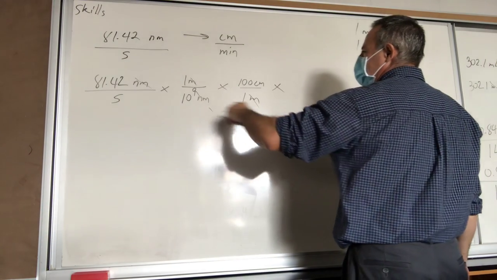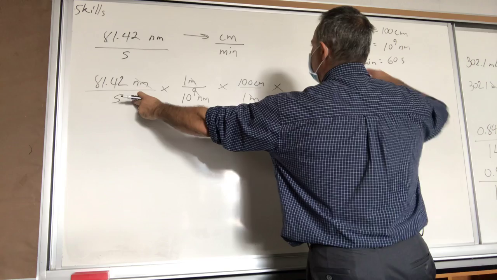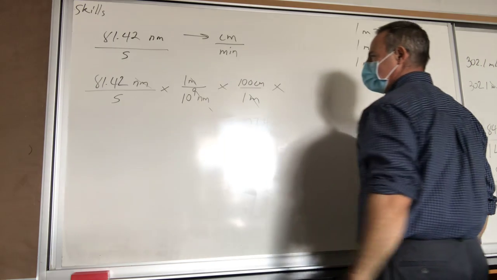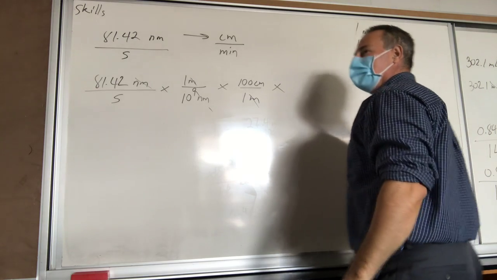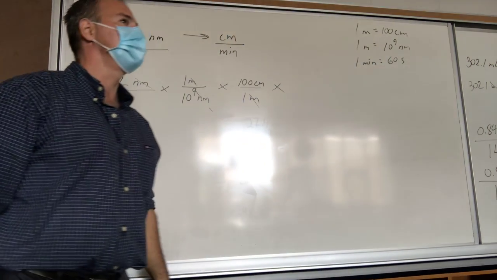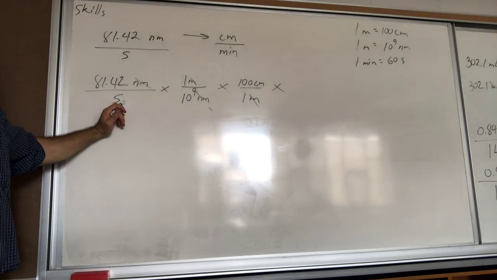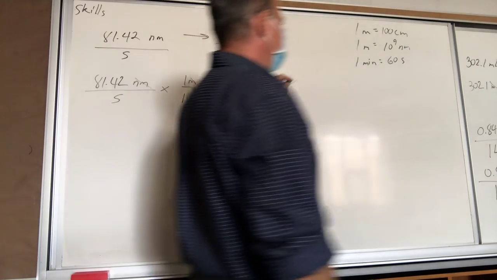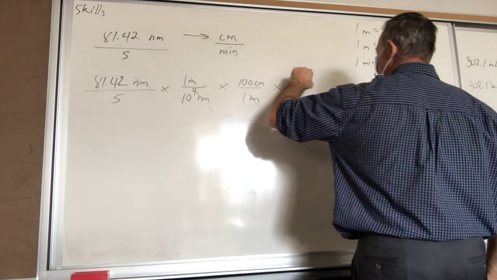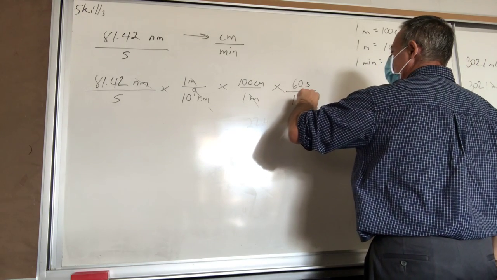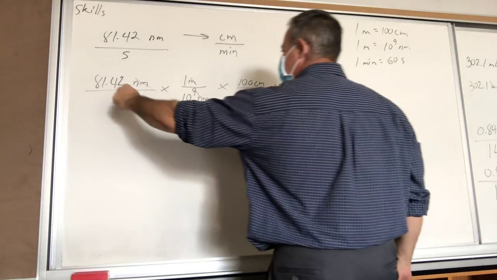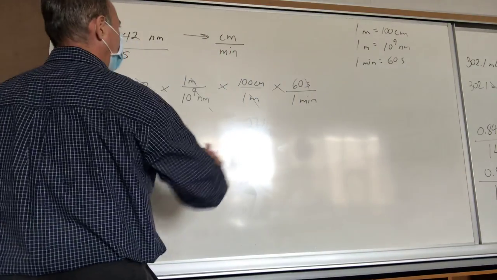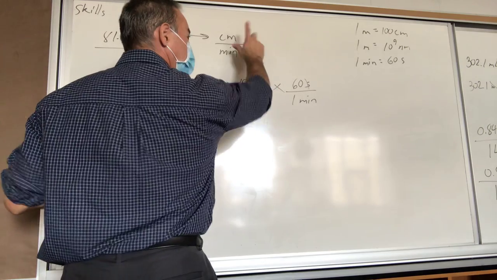Last step, I'm going to look at seconds now. I want to get rid of seconds and turn them into minutes. So where do I want to put seconds to get rid of them? Are you sure? They're at the bottom now. So you got to put them at the top to get rid of them. So how many seconds are in a minute? 60. So 60 seconds per 1 minute. So the seconds go. Now, everything is canceled except for what we want, which is centimeters and minutes. Perfect. We're going to get an answer.